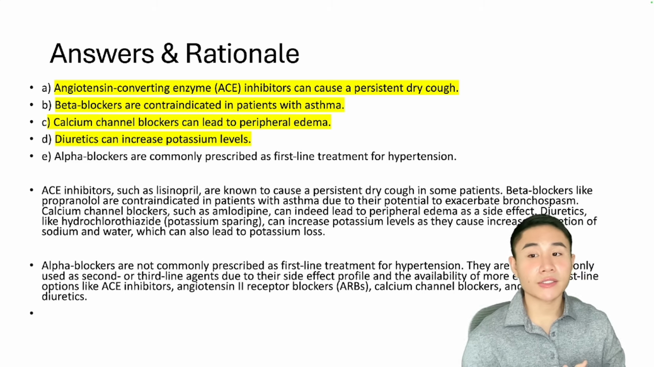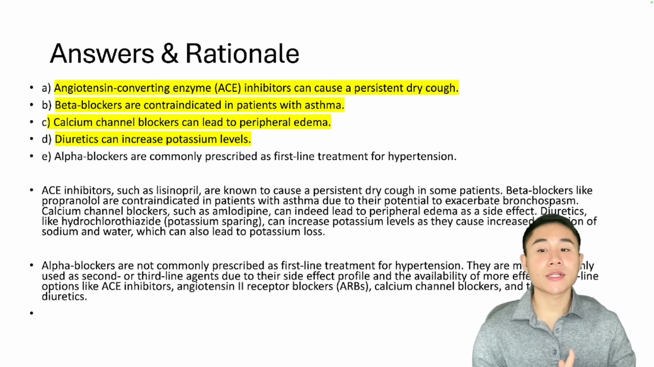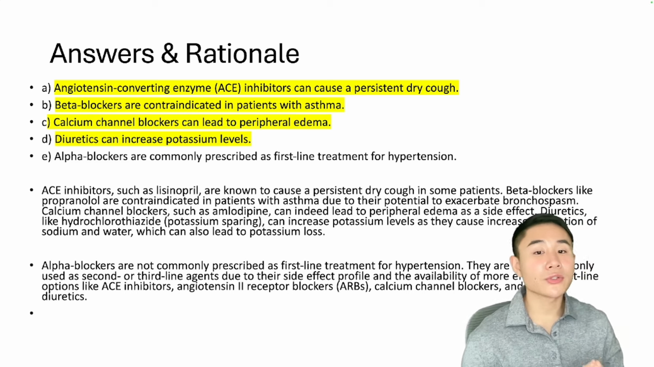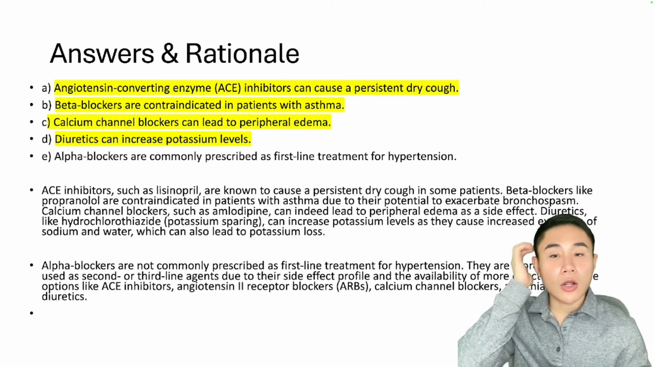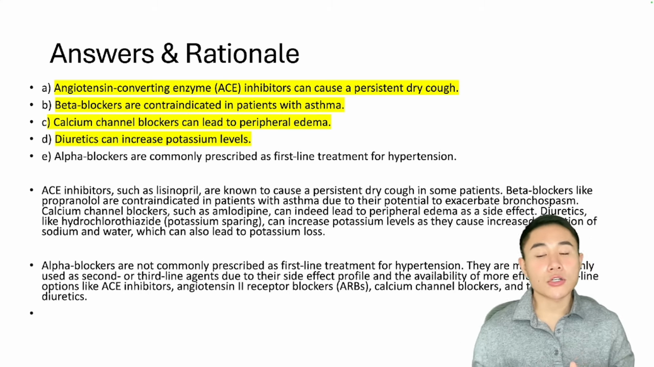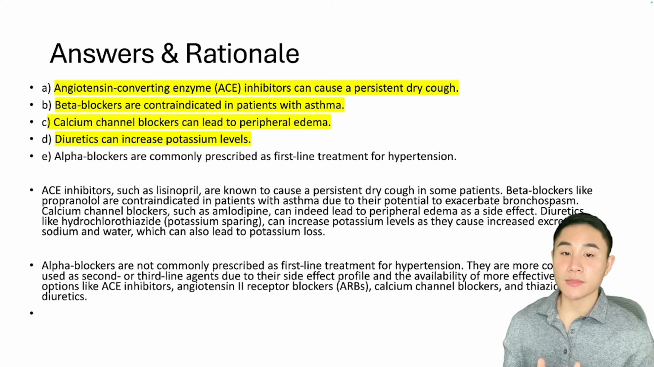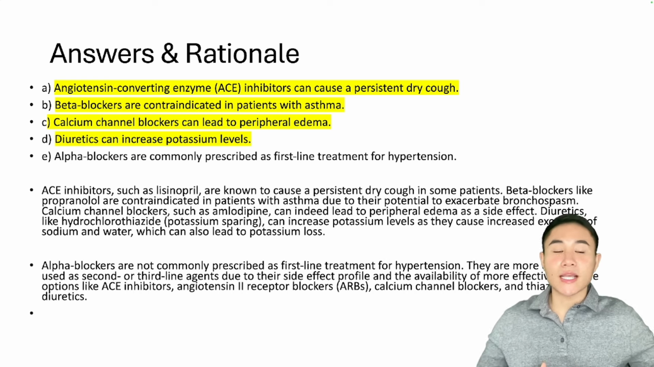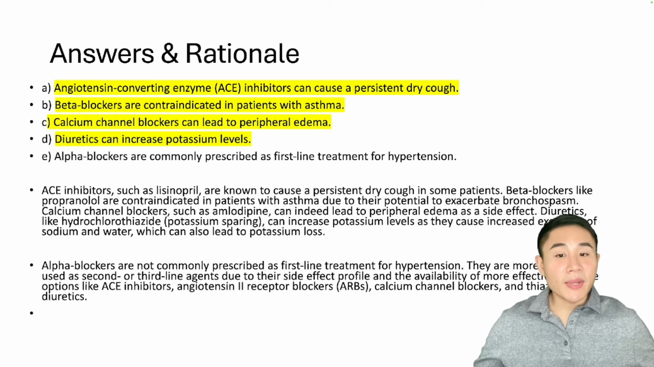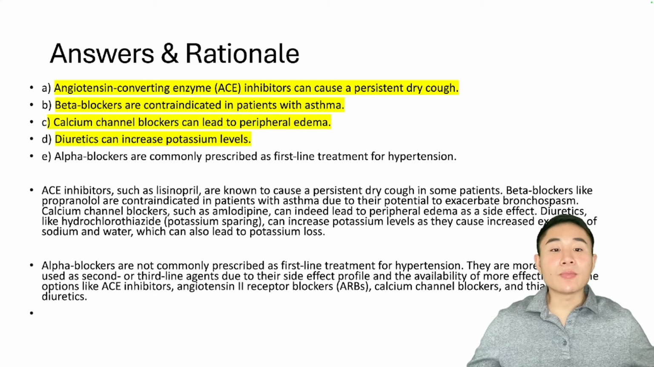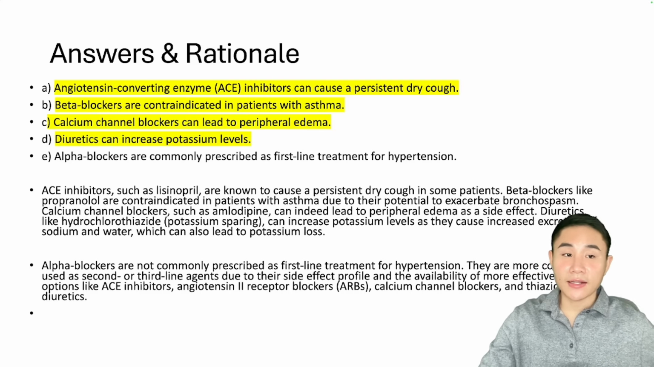So let's read the rationale very quickly. ACE inhibitors such as lisinopril are known to cause a persistent dry cough in some patients. Beta blockers like propranolol are contraindicated in patients with asthma due to their potential to exacerbate bronchospasm. Calcium channel blockers such as amlodipine can indeed lead to peripheral edema as a side effect.